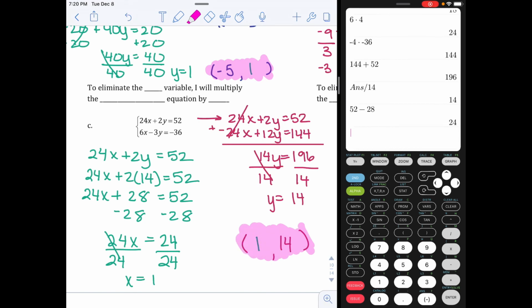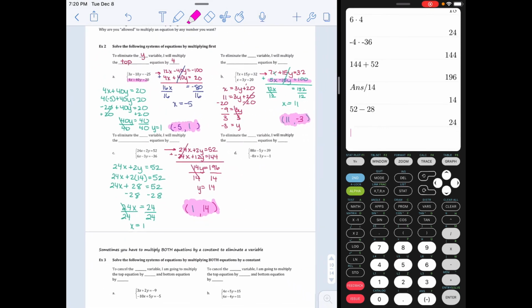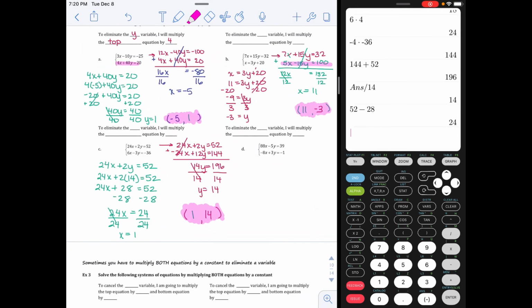Awesome job, guys. This is the end of day 5. Beyond proud of you. Make sure you have all this written down. Come to class with any questions over it, okay? Keep up the great work.